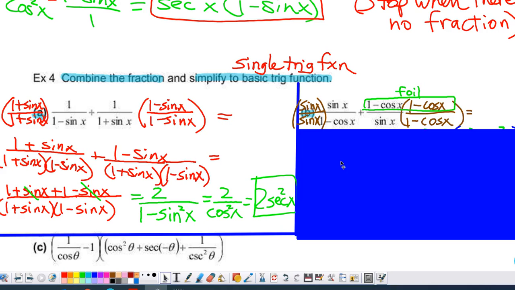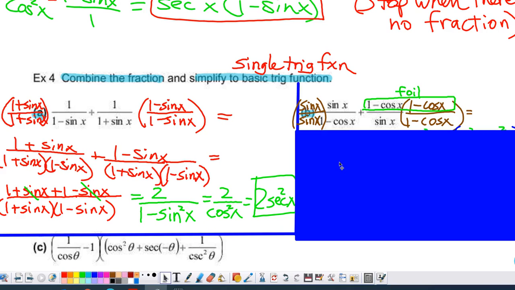Okay, last one. I am looking for a common denominator. In this case, I'm not using conjugates. I'm just trying to get a single common denominator. So since the second fraction has a denominator of sine x, I'm going to multiply the first fraction by sine x over sine x. The second fraction, I'm going to multiply by 1 minus cosine x over 1 minus cosine x.